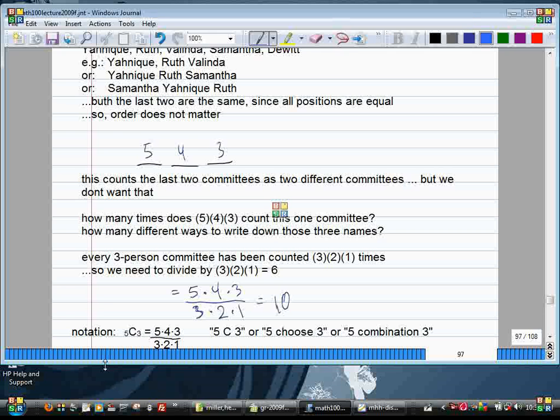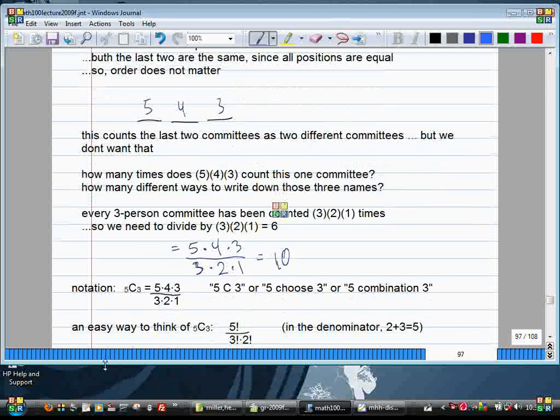Now, once we agreed that 5C3 represents the original 5 times 4 times 3 divided by what we need to divide by, now I'm going to give you a super easy way to think about combinations. So you can basically skip everything we just said. You don't even have to think about it. Once you realize that order doesn't matter, you just write down 5C3. Now what's an easy way to write down 5C3?